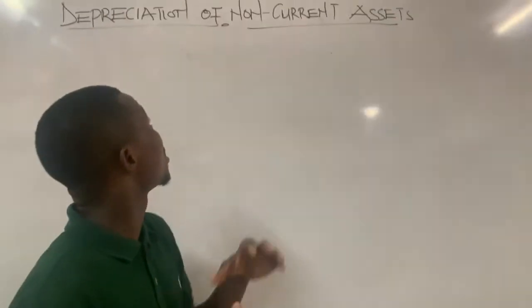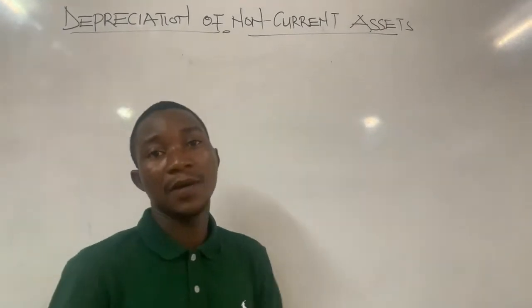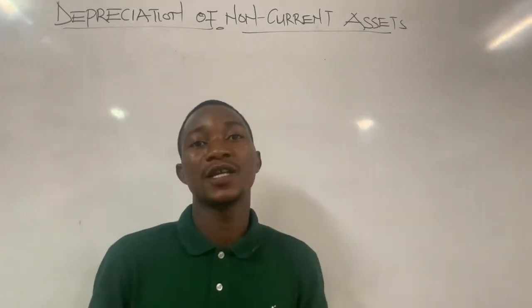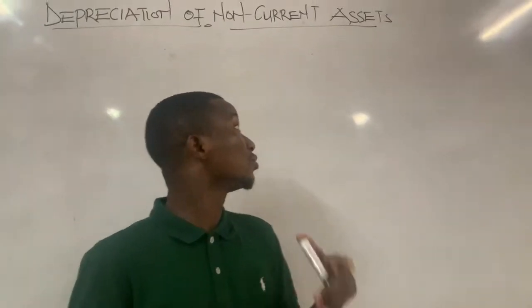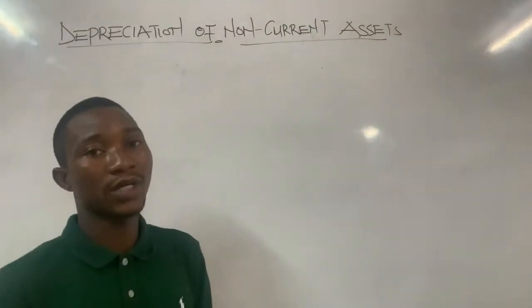Today we are going to look at depreciation of non-current assets. But before we proceed, I want you to understand the difference between capital expenditure and revenue expenditure. Capital expenditure is expenditure incurred on the acquisition or improving upon the value of non-current assets, whereas revenue expenditure is expenditure incurred on the maintenance of the value of non-current assets. So basically that is the difference between capital expenditure and revenue expenditure. Now let's go to the topic for the day, depreciation of non-current assets.